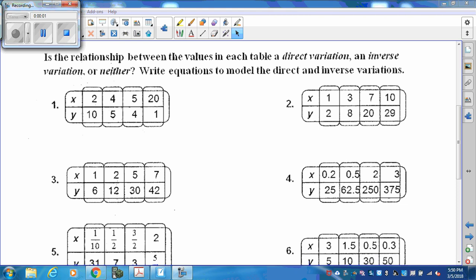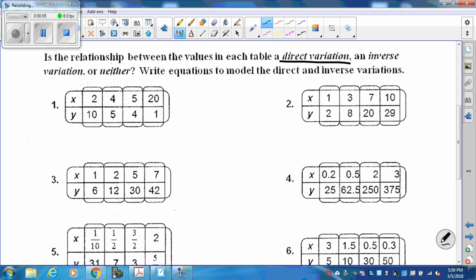Okay, so in these problems, we're trying to see if there is a direct variation or an inverse variation or neither kind of variation. And then we're going to write the equation to model whatever it is we see. So I'm going to look at it: x is getting bigger, and y is getting smaller. So if I want to check for a direct variation, I'm going to divide.